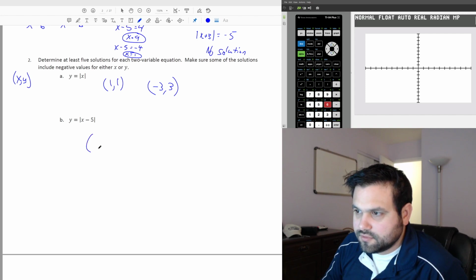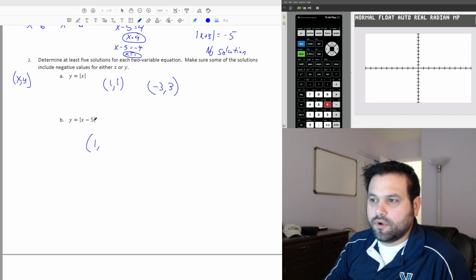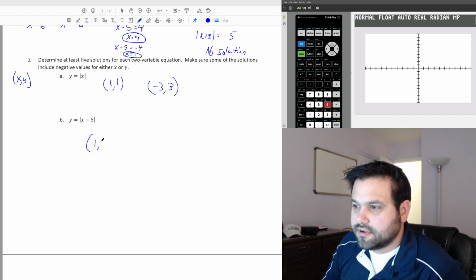So let's use the same x values I just used. If I do an x value of 1, I plug 1 in, 1 minus 5, negative 4. And so the absolute value of negative 4 would be positive 4.